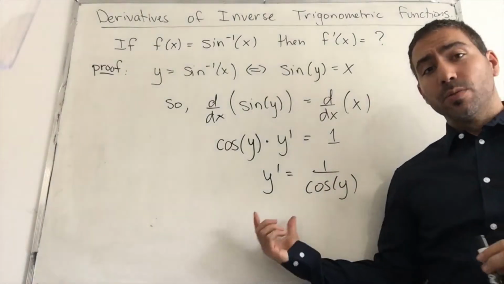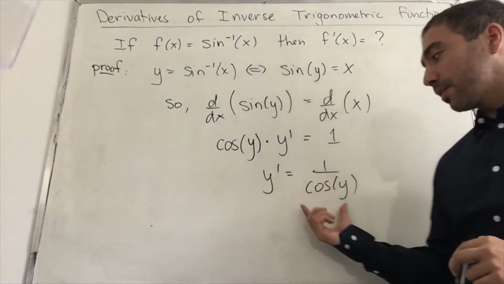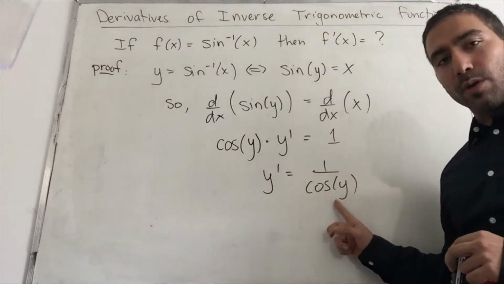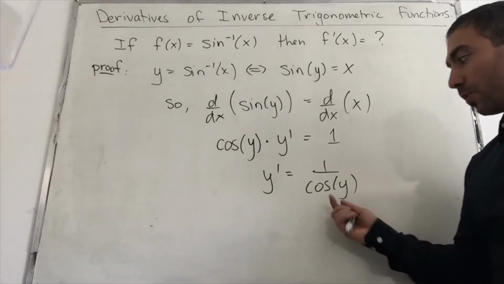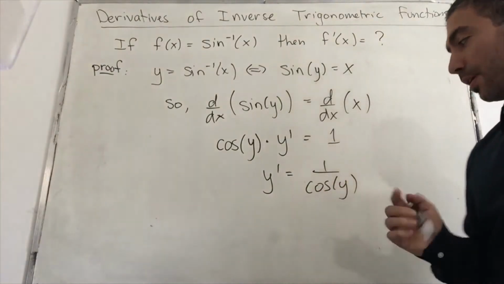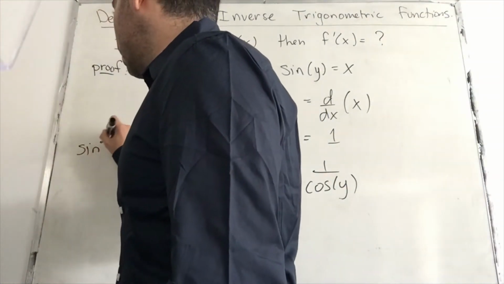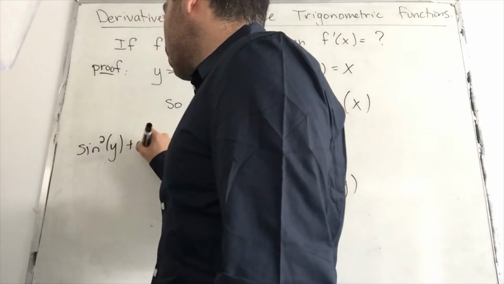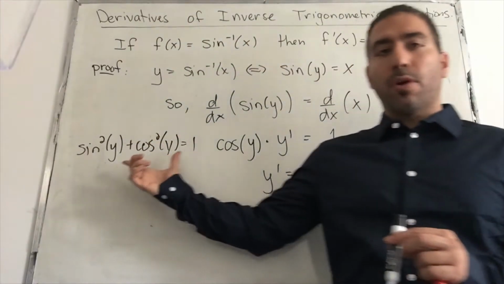The issue with this is that we have to express this in terms of x. Y is a function in terms of x. We have a y in here. How do we get rid of the y? Well, what's cos of y equal to? So you have to know a property here. The property is sine squared of y plus cos squared of y equals 1. We've seen this property, you have to know it.